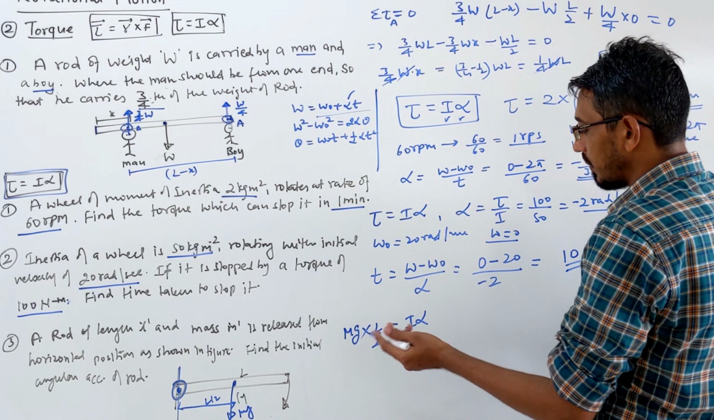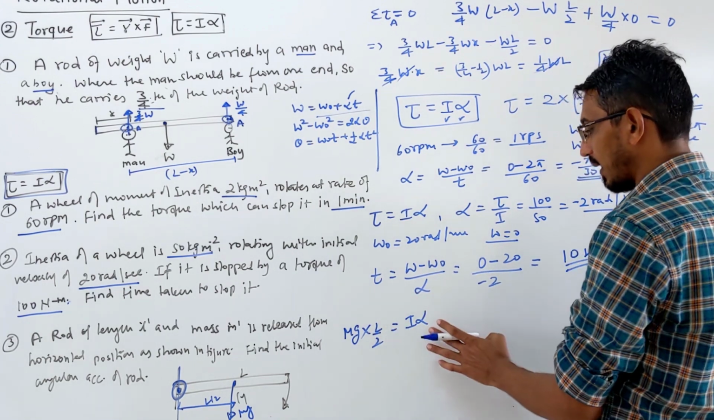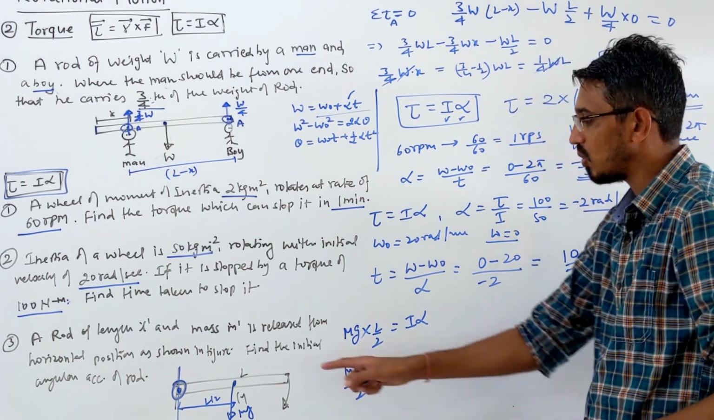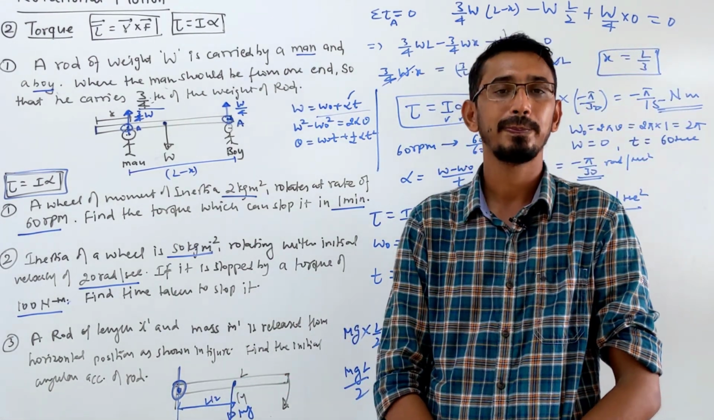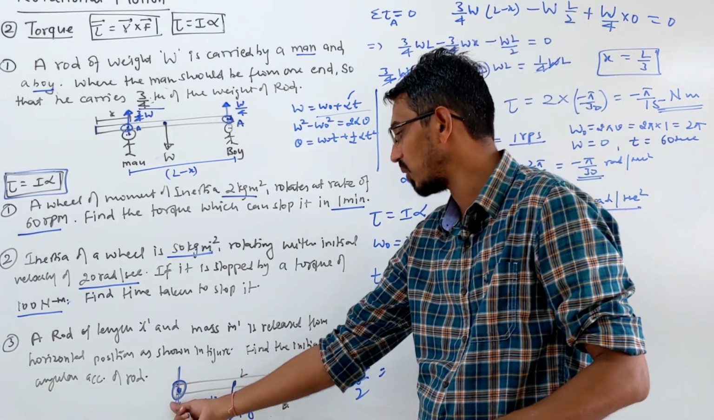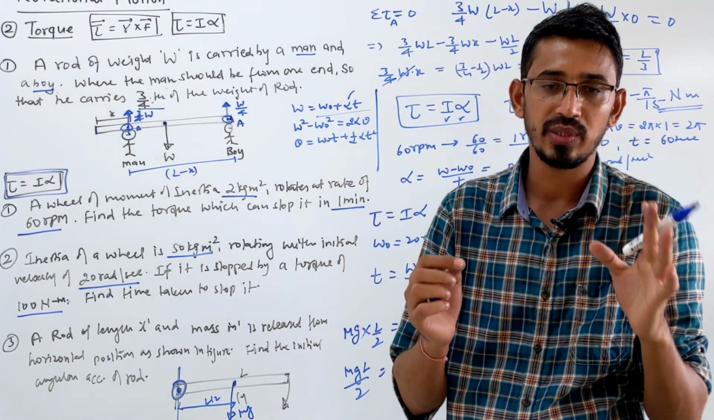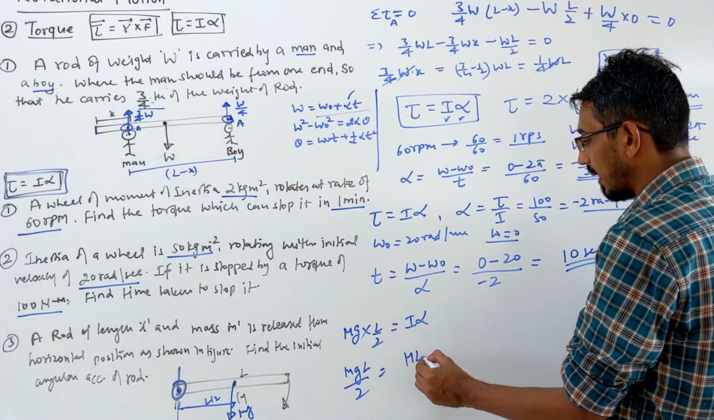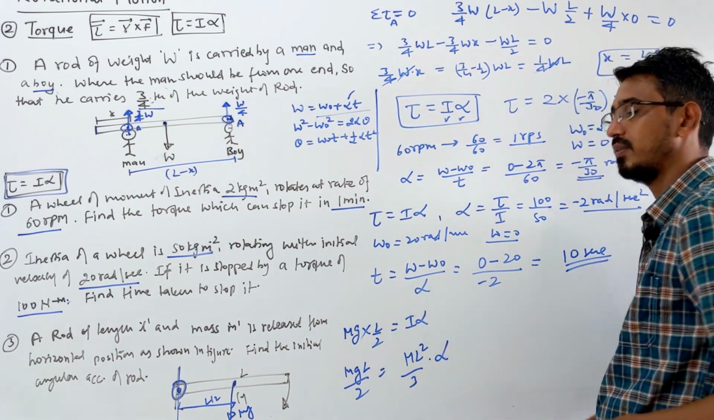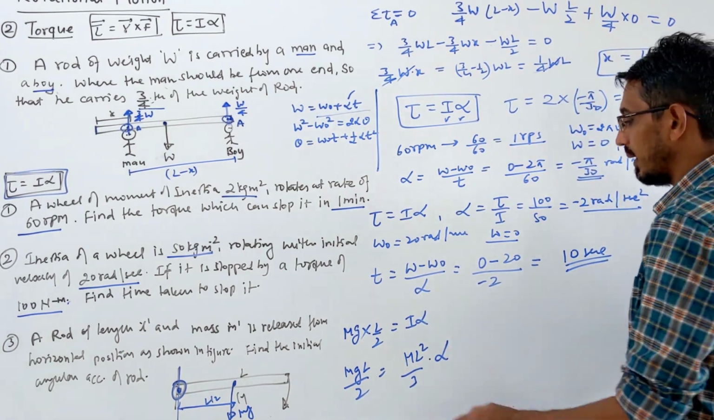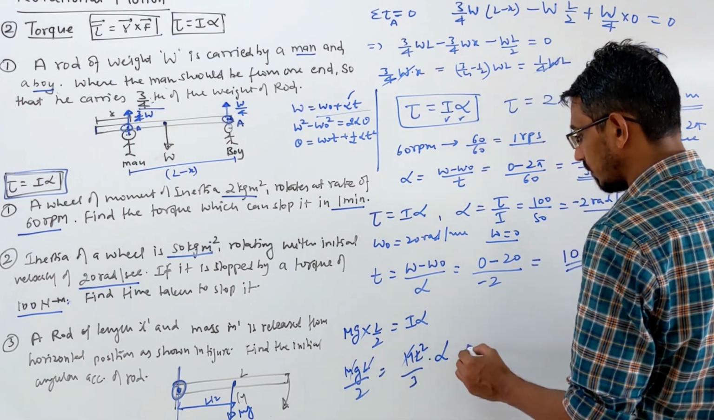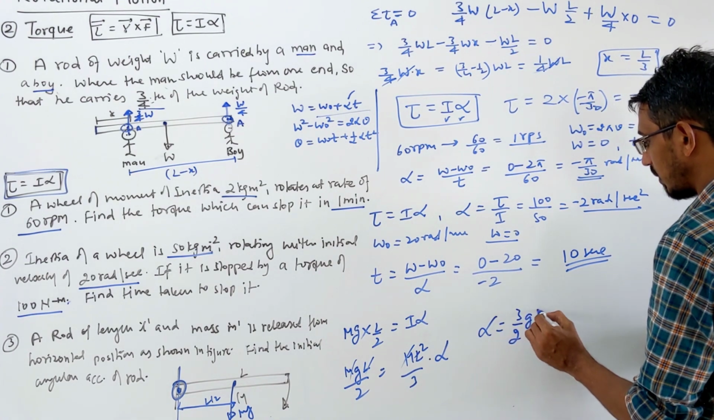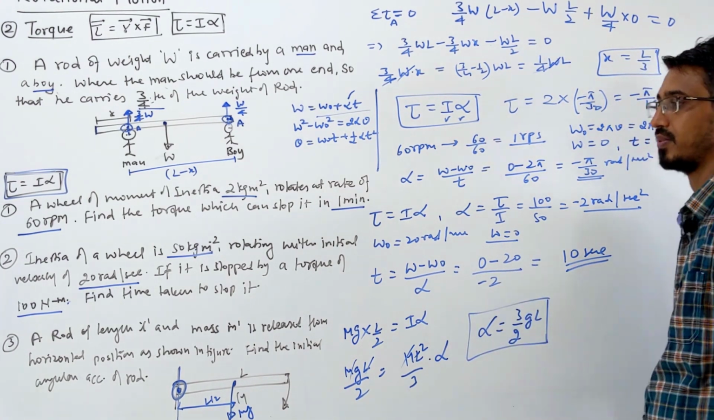Okay, so now what do we need to calculate? I, because we have to calculate alpha, so we need I. Okay, mg L by 2. I is what? This rod is rotating about the end of the rod. So when a rod rotates about its end, the inertia becomes ml square by 3. Already you have done, right? So inertia will be ml square by 3 into alpha. Hope you understood this. Okay, m goes, L goes here. So alpha simply becomes 3 by 2 of g by L. That's your angular acceleration, right?